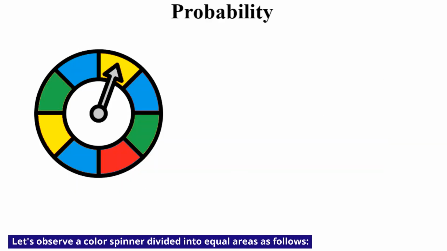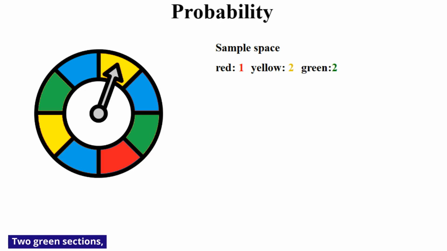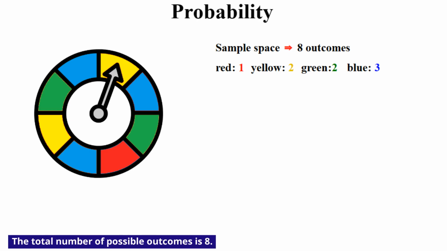Let's observe a color spinner divided into equal areas as follows. Let's examine the sample space. 1 red section, 2 yellow sections, 2 green sections, and 3 blue sections. The total number of possible outcomes is 8.